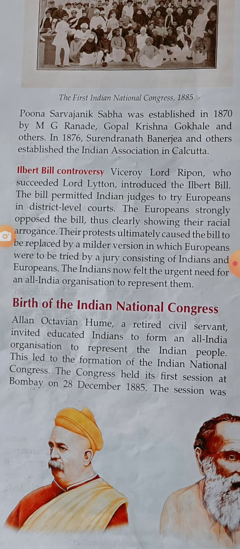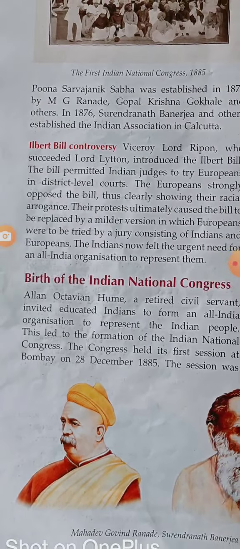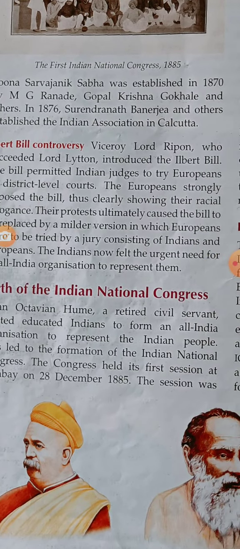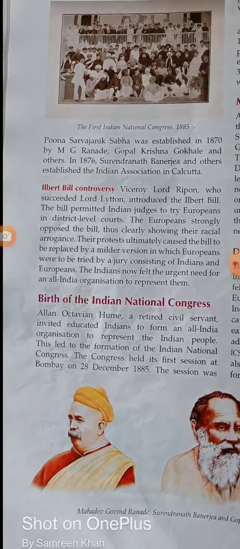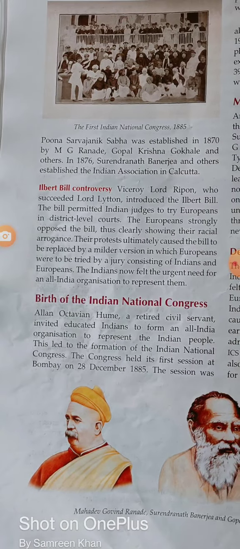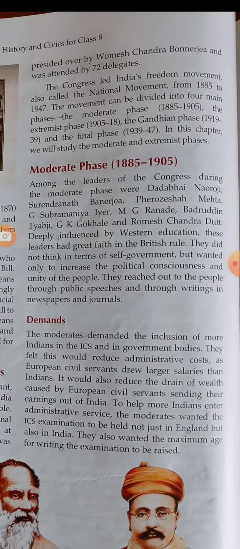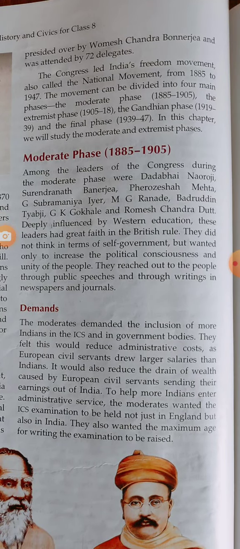The Congress held its first session at Bombay, underline this also, on 28th December 1885. So, when was the first session of the Indian National Congress held and where? At Bombay on December 28, 1885. The session was presided over by Womesh Chandra Banerjee and was attended by 72 delegates. 72 leaders were present there.